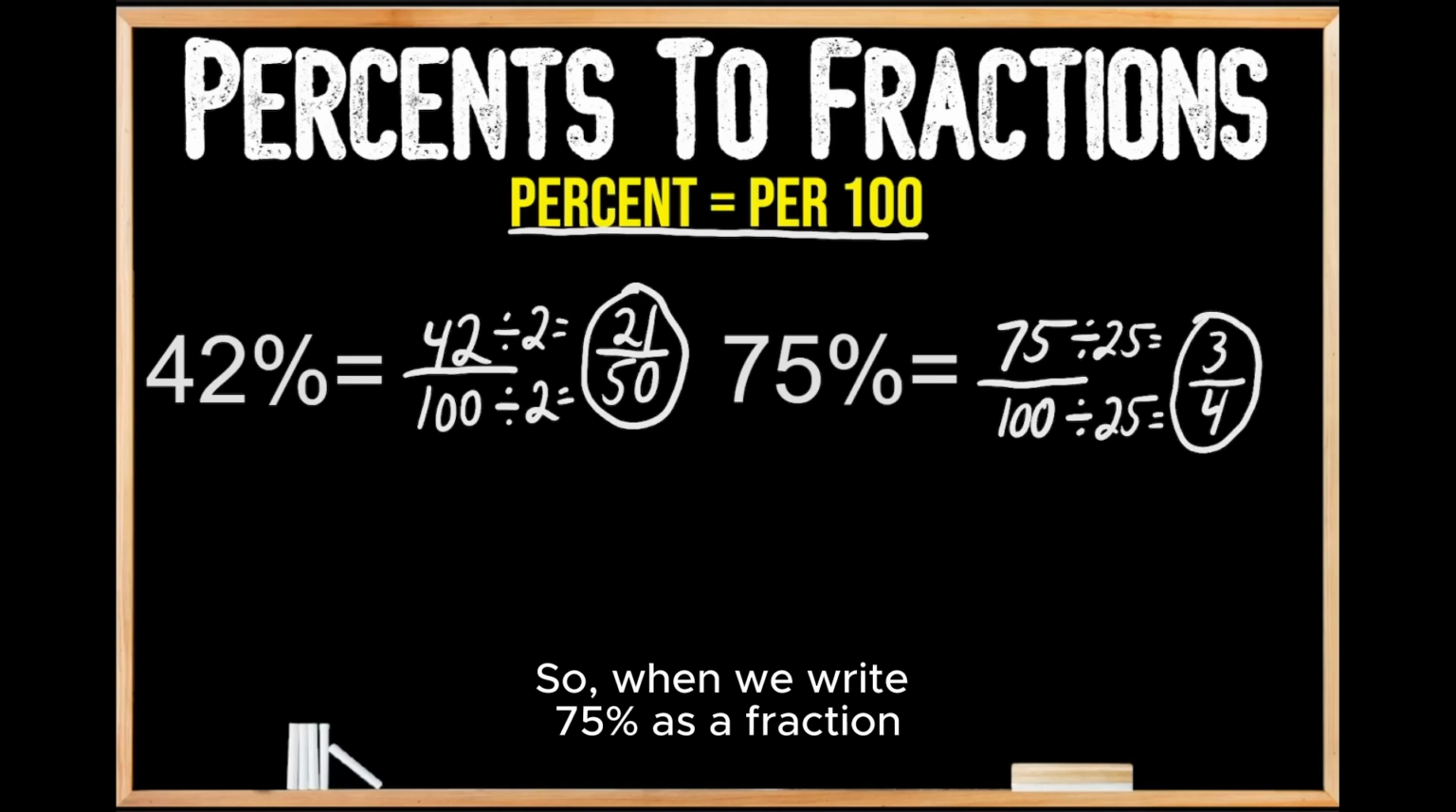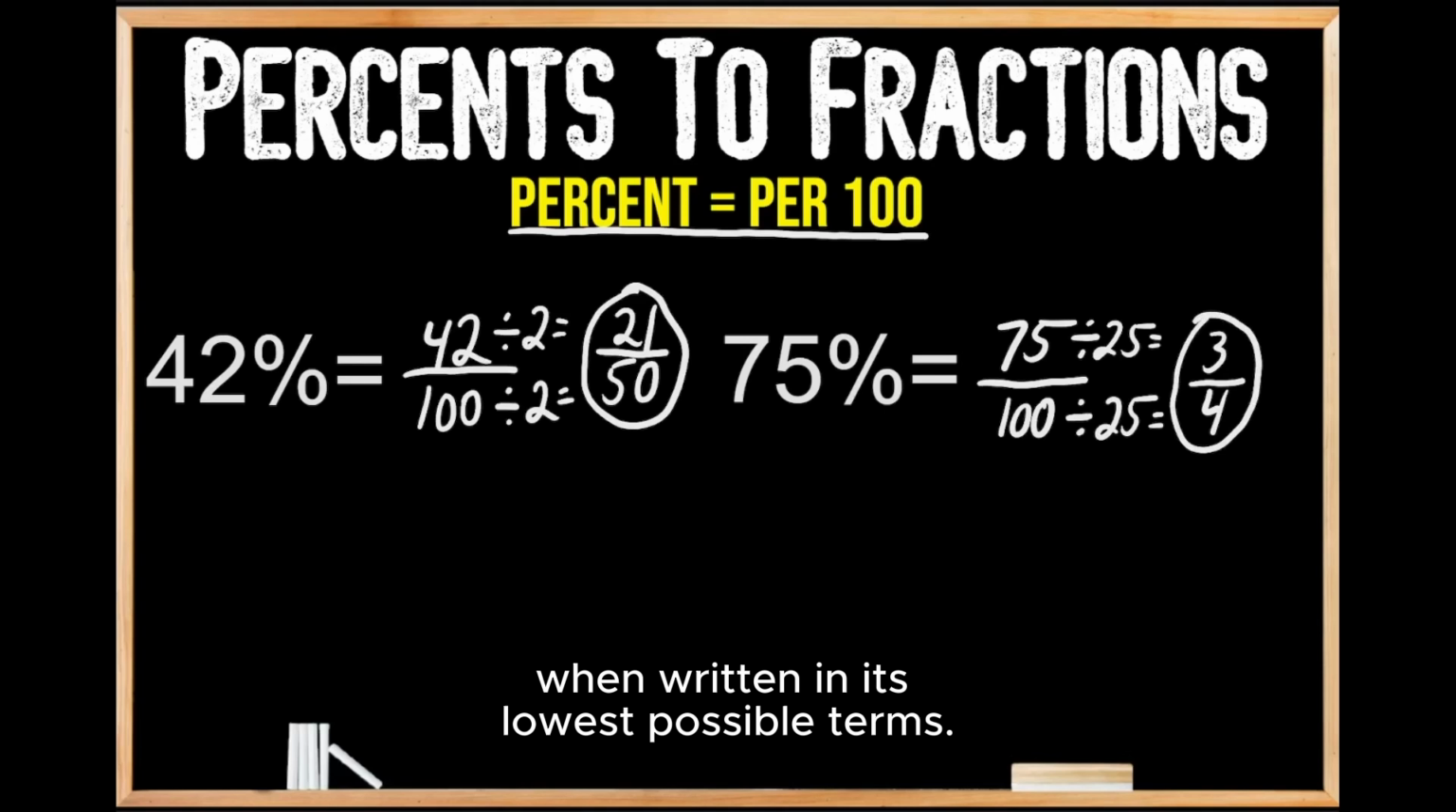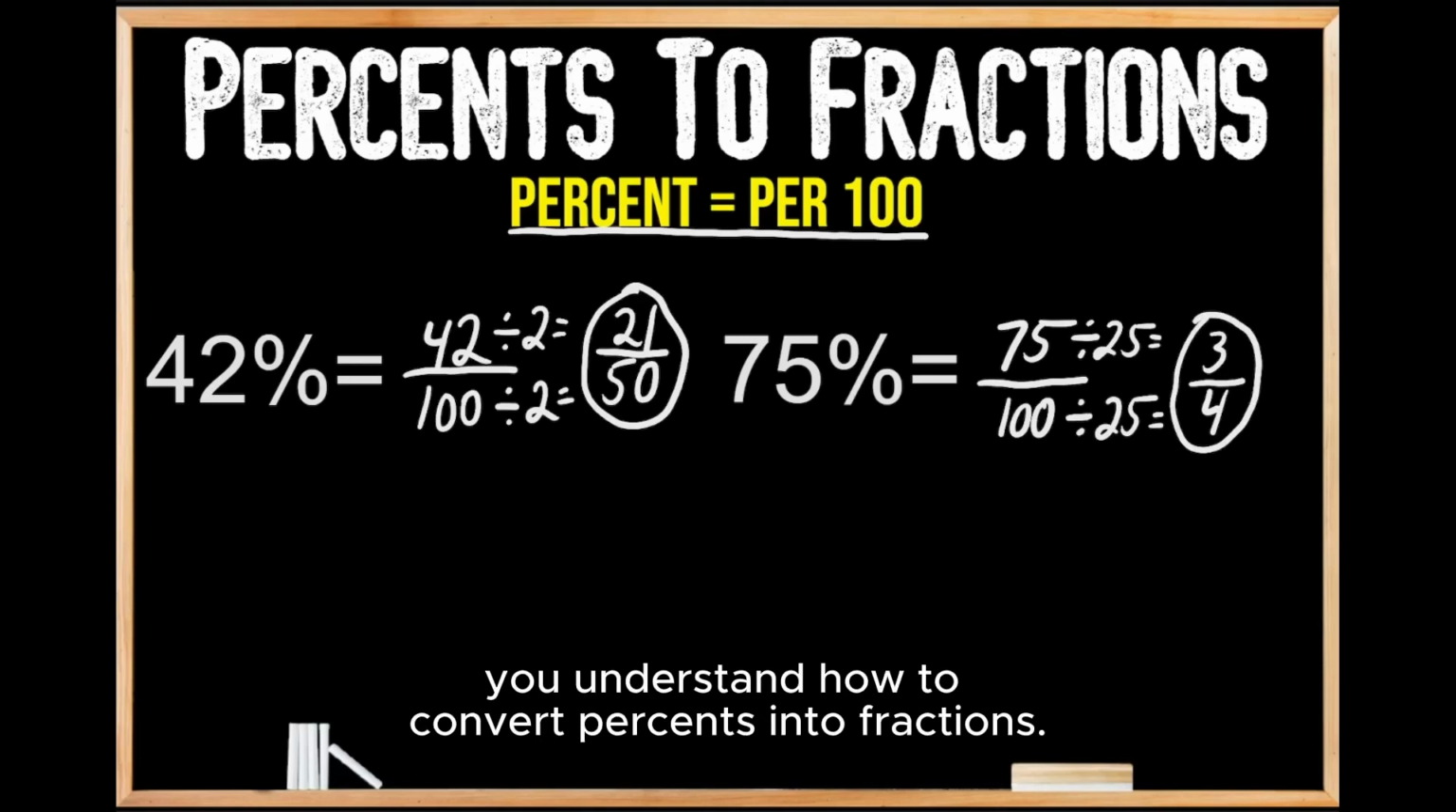So when we write 75% as a fraction, we get the fraction of 3/4 when written in its lowest possible terms. So hopefully by now you understand how to convert percents into fractions.